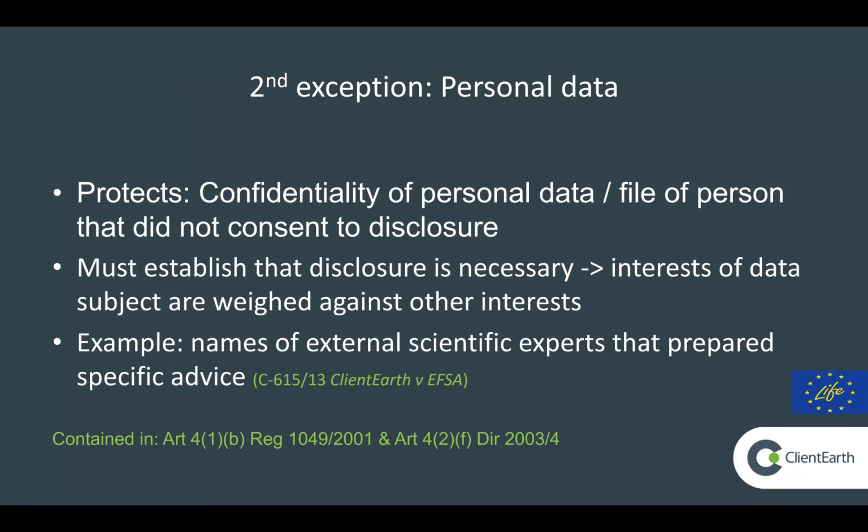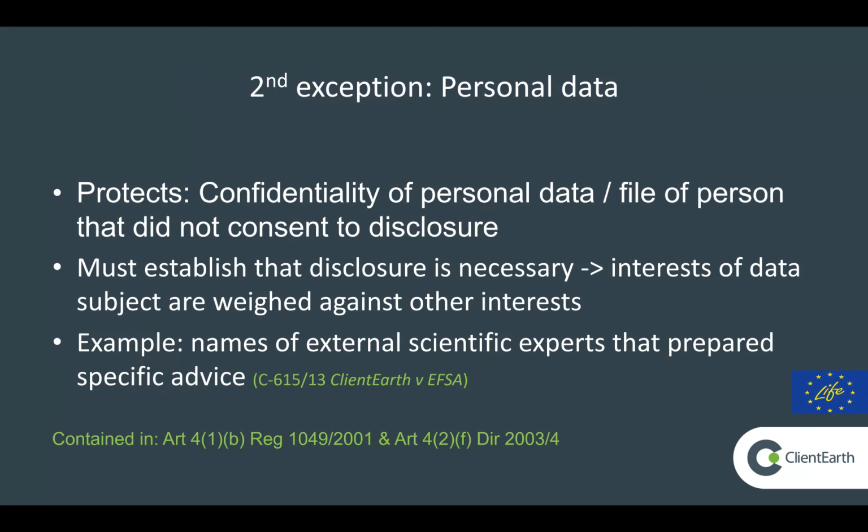Secondly, there's an exception protecting personal data. So information that relates to a private person, his name, his address, and so on. And there's again a particularly high threshold for disclosing that information. So in this particular situation, it must be specifically established why disclosure of personal data is necessary. That derives from the data protection regulation that are applicable in the EU. So it's another piece of legislation to be taken into account in these cases. And even if that's the case, one must always still weigh the interest of the data subject against other interests, so other public interests in particular.